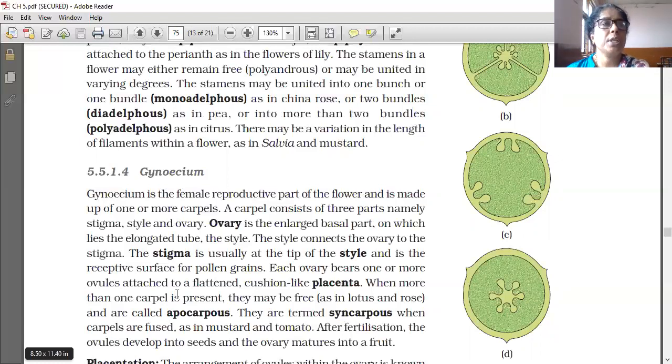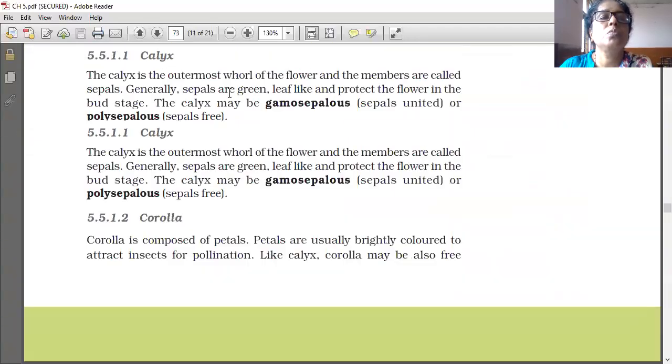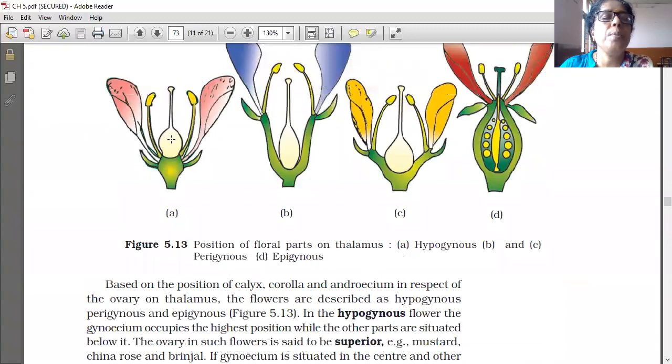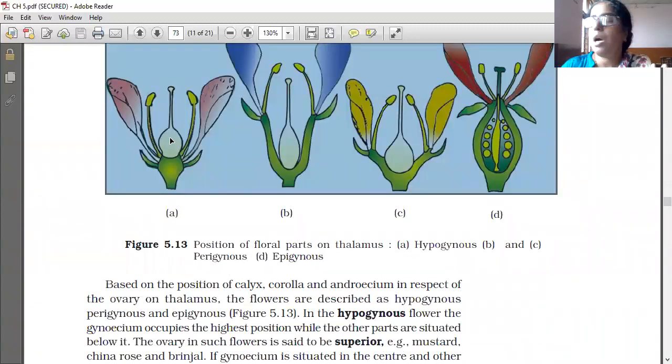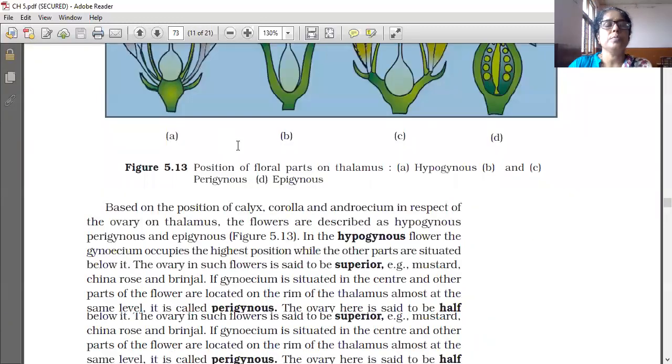So the gynoecium is the female reproductive part. The unit of the gynoecium is called the carpel. A carpel has three parts: ovary, style, and stigma. This swollen basal part is called the ovary, this rod-like structure is called the style, and the ending tip is called the stigma. The style connects the ovary and the stigma. Wind or any pollinating agent brings pollen grains and deposits them on the stigma. Understood?